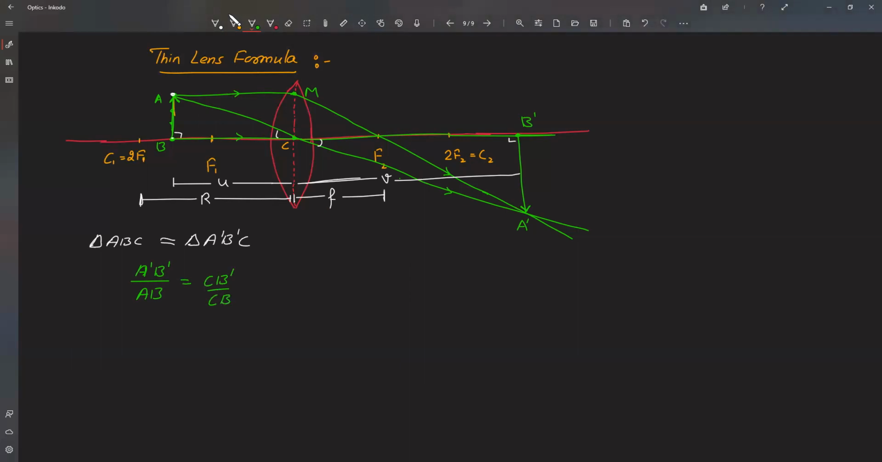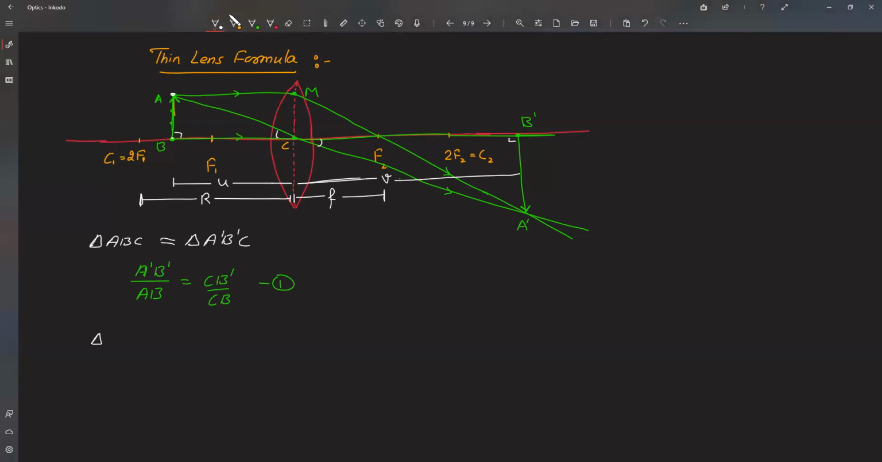What is A dash B dash? That is the height of the image. AB is the height of the object. CB is the object distance and CB dash is the image distance, right? So this is one equation.